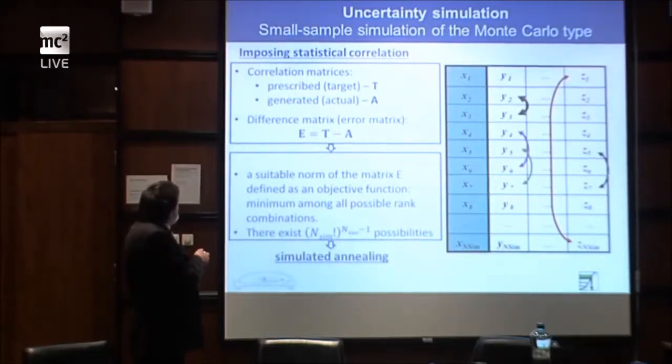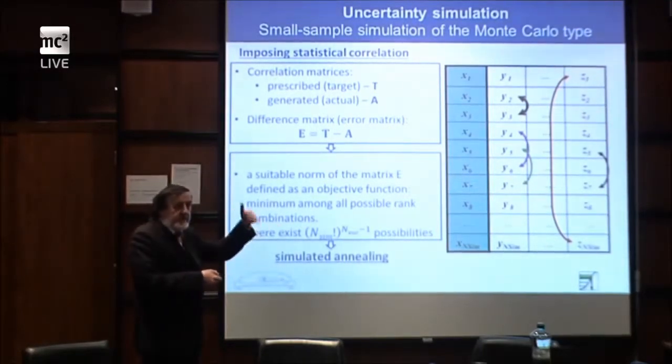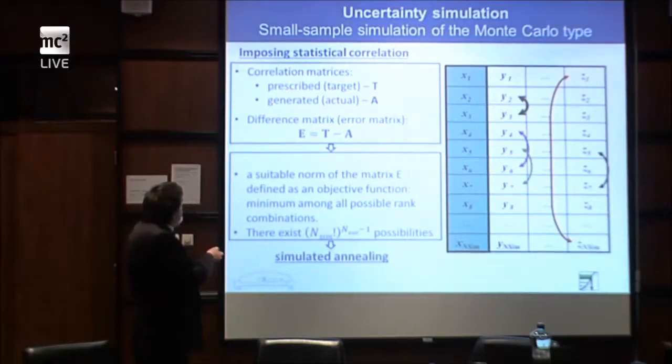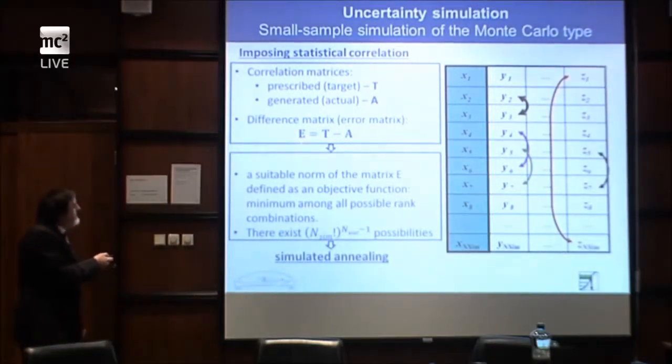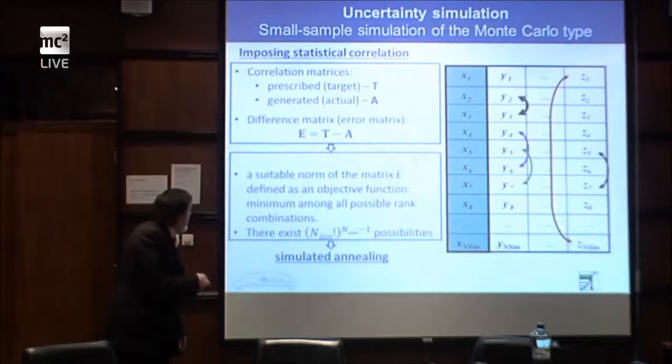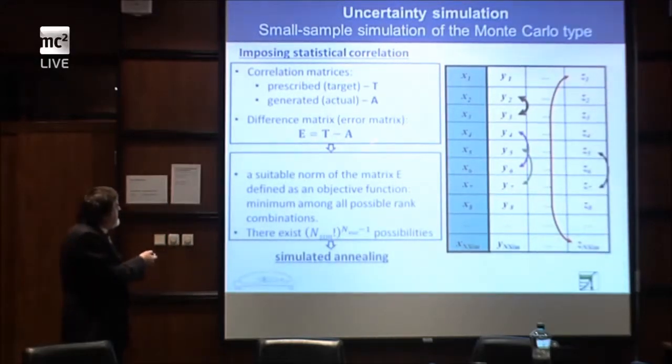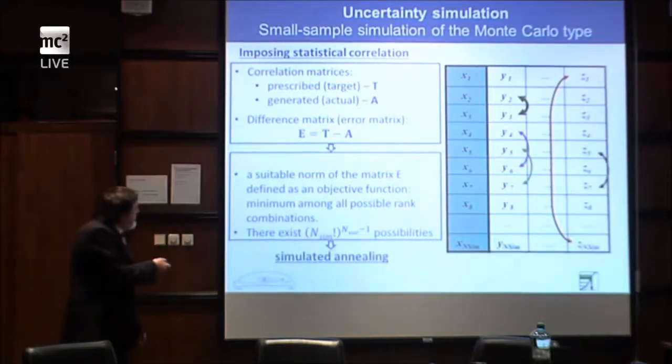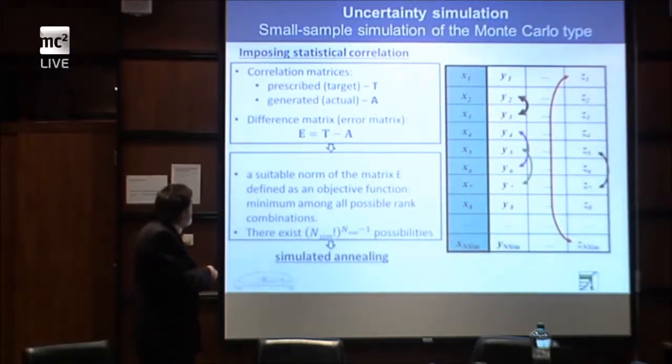We need to prescribe correlation matrix T, where we have, for example, correlation coefficients 0.8, 0.7, or even negative, etc. If we randomly generate, there is correlation matrix A, but we need T, not A. We construct the difference matrix, the so-called error matrix, as E equals T minus A, and we impose a suitable norm of this difference, for example, the Euclidean norm, right? And we search, as an objective function, for the minimum among all possible rank combinations.